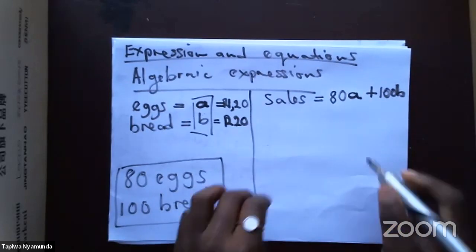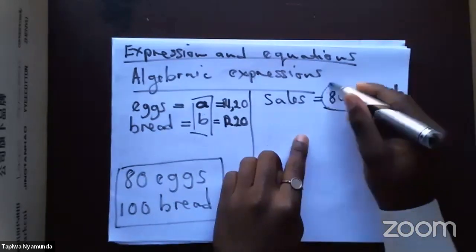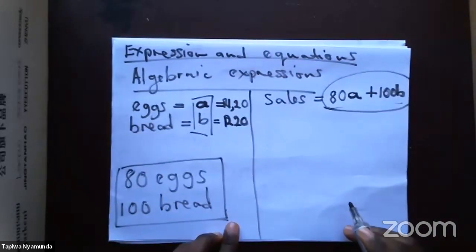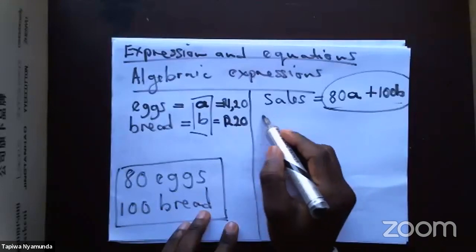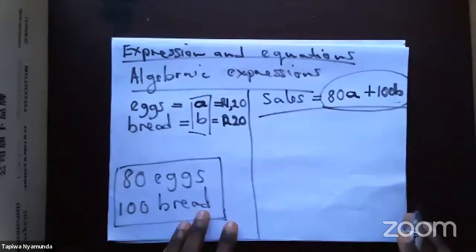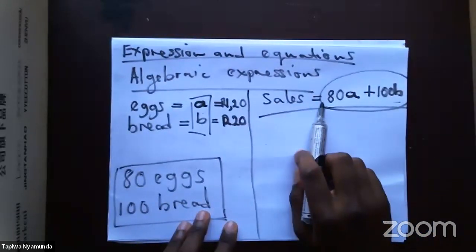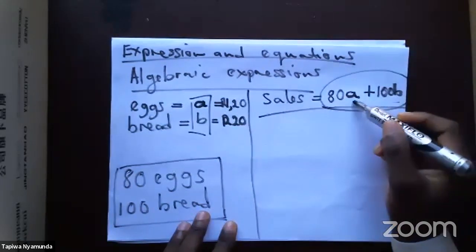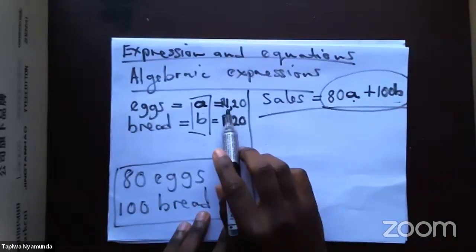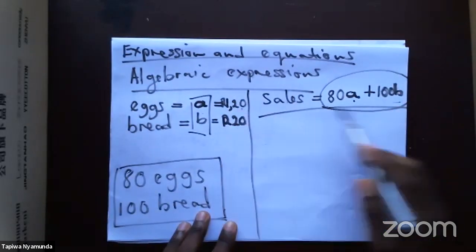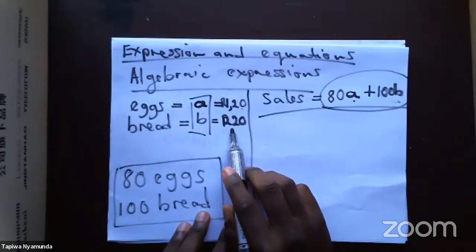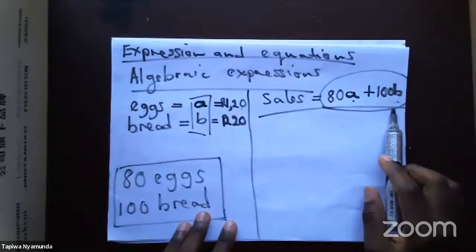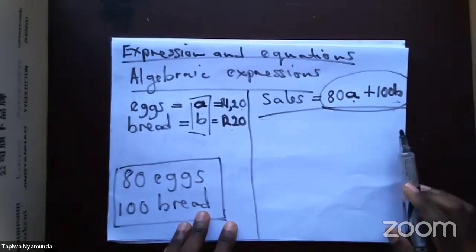So this becomes an algebraic expression. But this one becomes an equation because we have an equal sign. So if you substitute A with 20 rand and B with 20 rand, you would then find the total sales for the day using this equation.